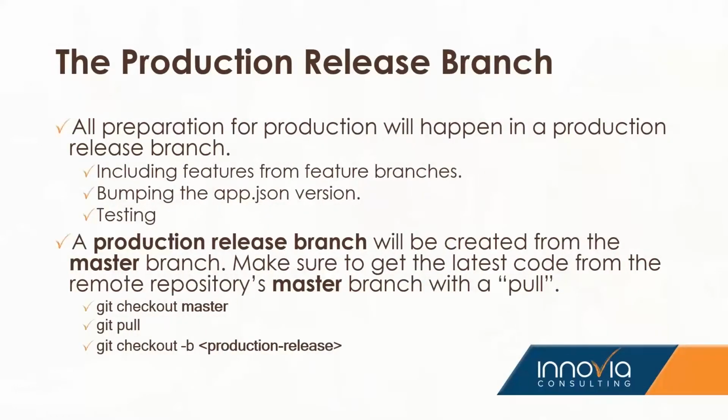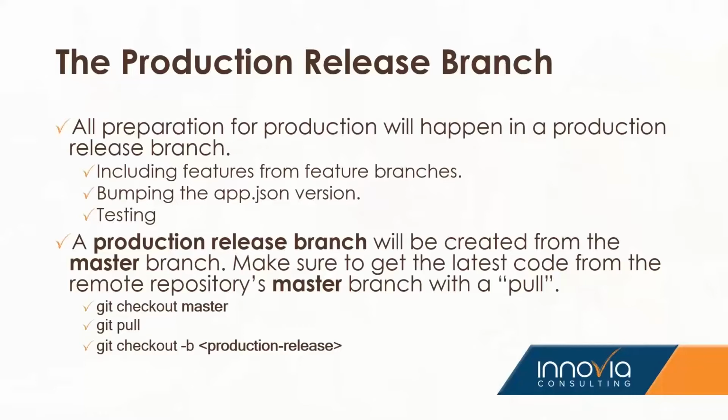And within this branching strategy, we have the notion of a production release branch. In a production release branch, we're going to do all of our staging for production. That includes including other features from feature branches. We'll talk about feature branches in a couple slides. This also includes bumping the app.json version to the next version of the extension you want to release. This also includes testing, so we'll be testing within the production release branch as well.